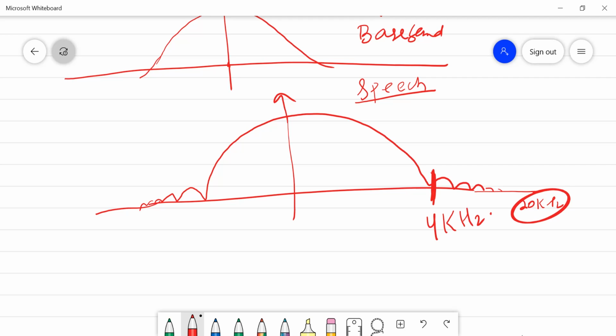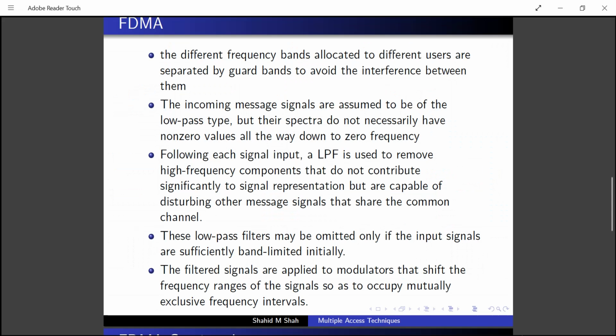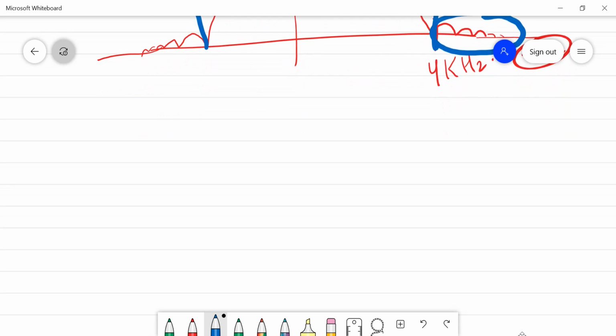So what we can do is put a low pass filter over here. These lobes may unnecessarily create interference, so we just get rid of most of the information in our voice signals that is contained in this range. That is what it means: we first use a low pass filter to remove the unnecessary high frequency components. These filters may be omitted only if input signals are sufficiently band limited. Then the filtered signals are applied to modulators that shift the frequency range of the signals so as to occupy mutually exclusive frequency intervals.